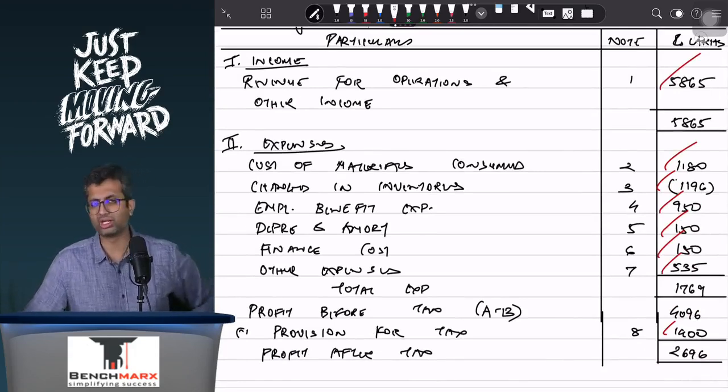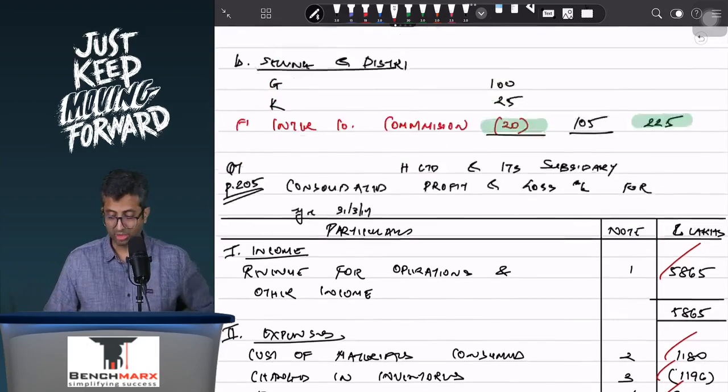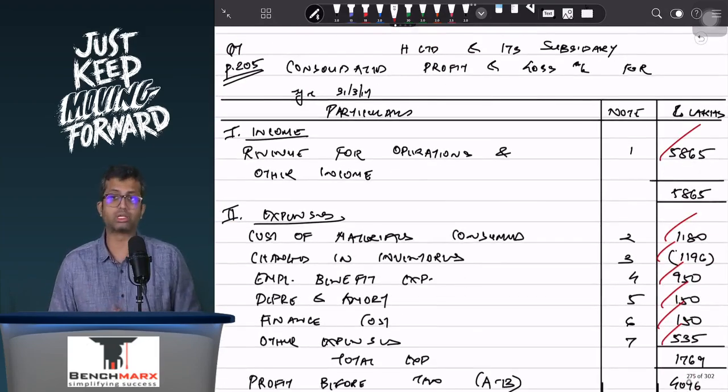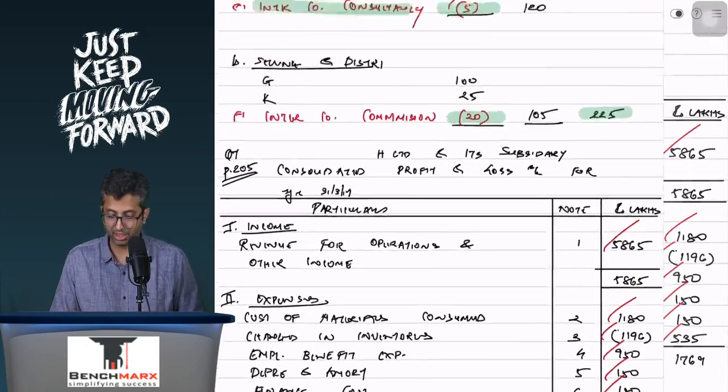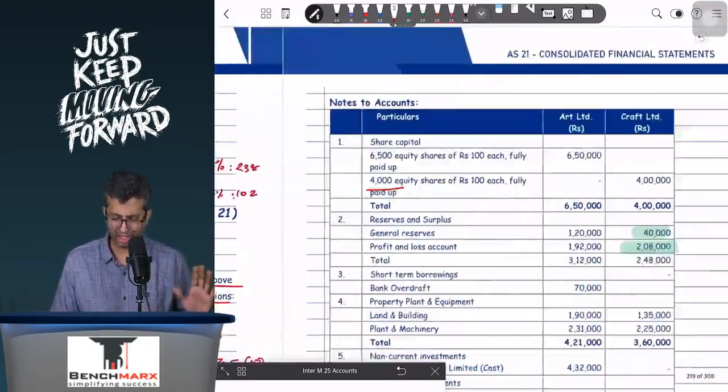Do I need to show any attribution to minorities? Not required. Do I need to do any workings for dividend separately? Not required. Are we clear with this? If this comes, this is extremely scoring, and you should not lose on these fairly simple marks. Now, this takes care of consolidation by and large as it stands.